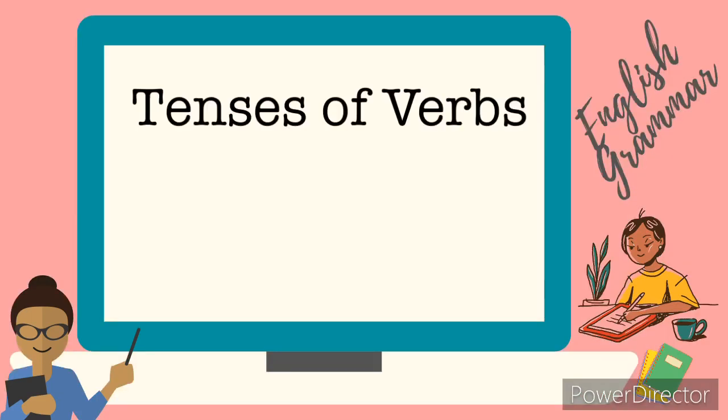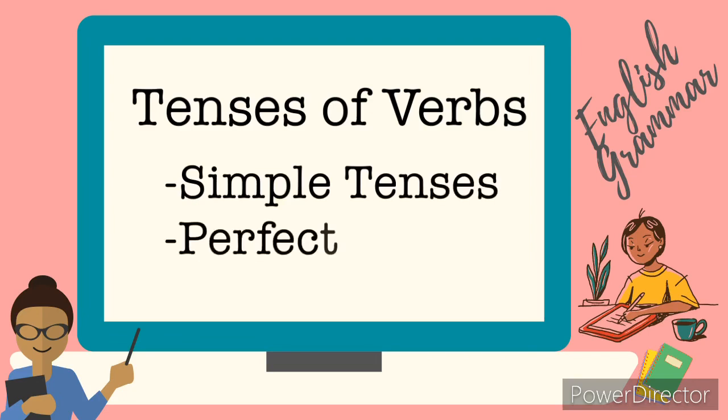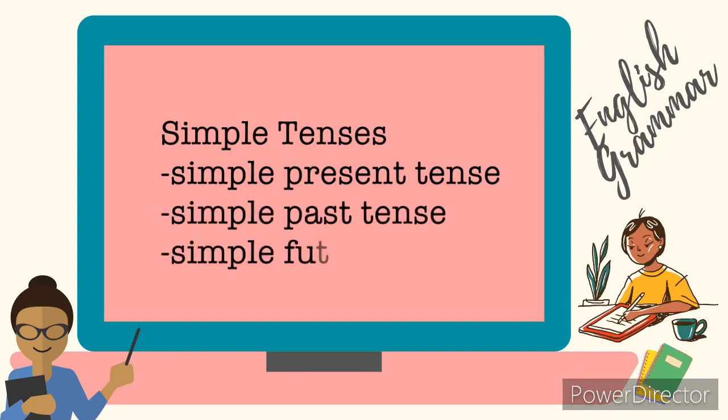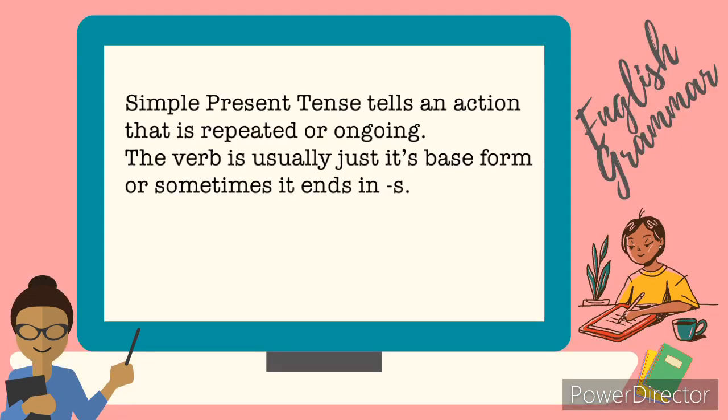There's more about verbs that we need to know. They have tenses. We have simple tenses and perfect tenses. Simple tenses are further classified as simple present tense, simple past tense, and simple future tense. Simple present tense tells an action that is repeated or ongoing. The verb is usually in its base form or sometimes with the suffix s.